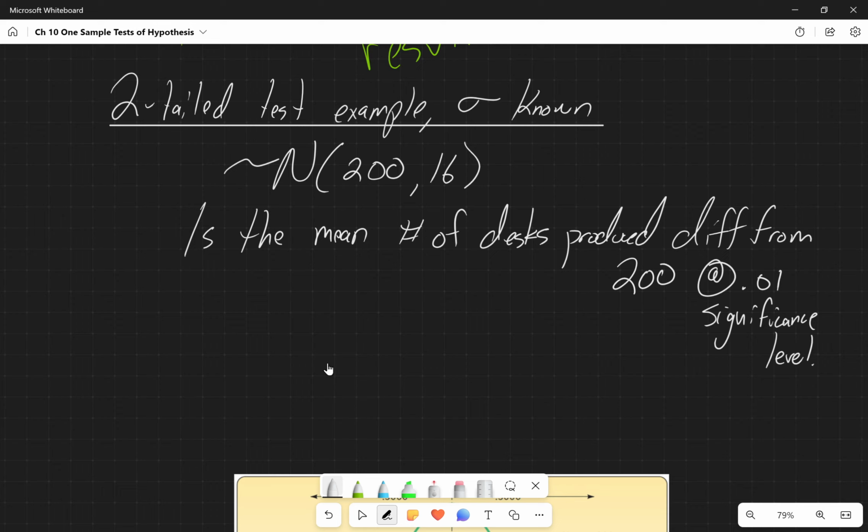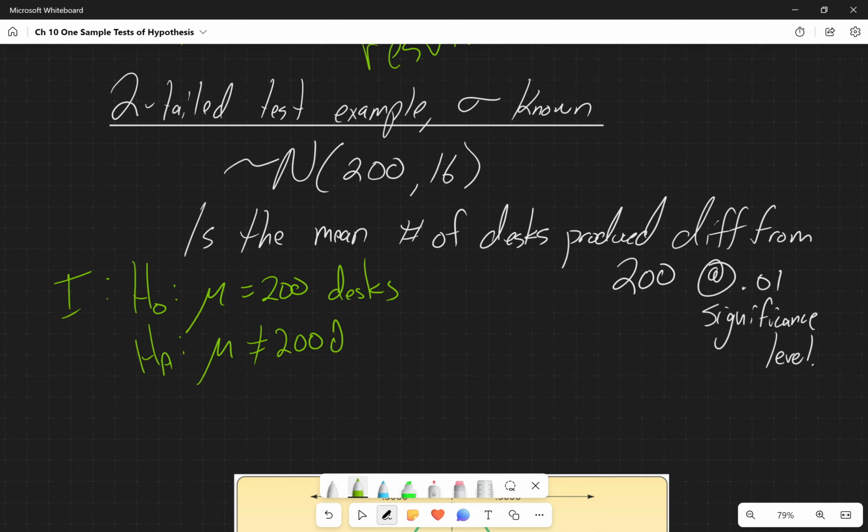So the first step that we're going to do, our null hypothesis is that mu is equal to 200 desks. Our alternative hypothesis is that mu is not equal to 200 desks. The second is our level of significance. Well, we're given the level of significance alpha is equal to 0.01.